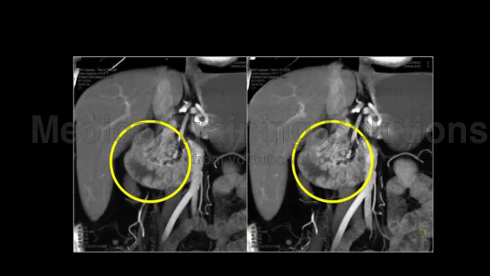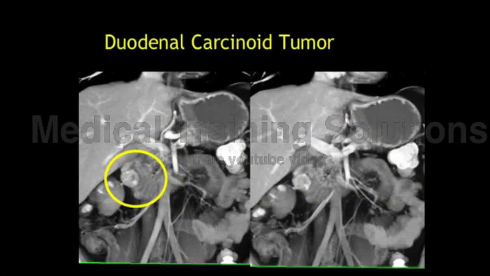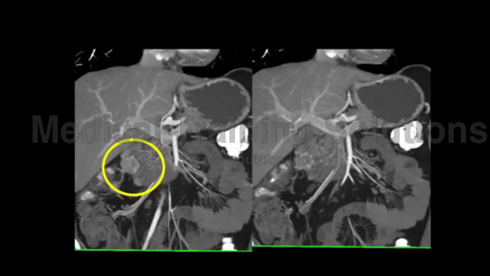Duodenal lesions, as I mentioned, classically are overlooked, but look how nicely you can see the lesion here. Or in this example, in a patient with a carcinoid tumor in the duodenum. Yes, most carcinoids are in the ileum. Here's one in the duodenum. Under 2 centimeters in size, you can see it's vascular, faint calcification, nicely seen in volume rendering, and also nicely seen on the MIP imaging.